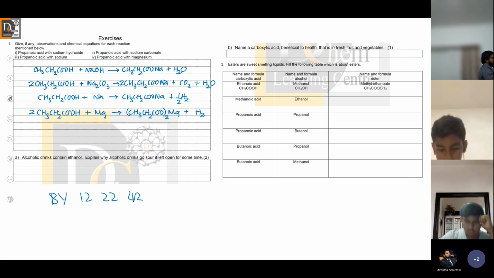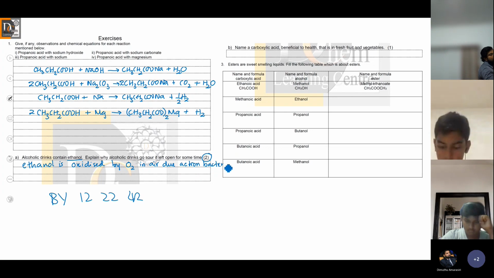Alcoholic drinks contain ethanol. Explain why alcoholic drinks go sour when left open for some time, 2 marks. Right? So for 2 marks you have to write points. What we have to say: ethanol is oxidized by oxygen in air due to the action of bacteria.